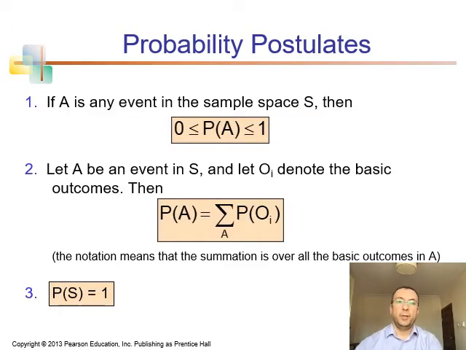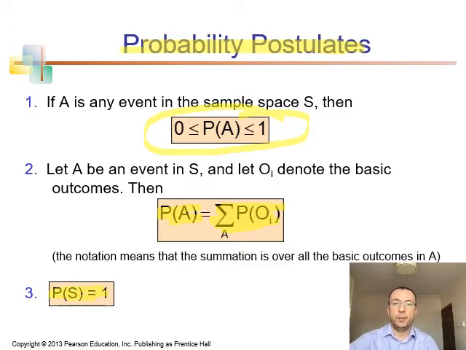Now probability. Again, what are the probability postulates? For any event in a sample space, the probability is always between 0 and 1. If it is 0, that means impossible. If it is 1, that means certain. And if you sum up all the basic outcome probabilities, that will give us the probability of any event. And the probability of the sample space is always equal to 1. So those are the basic definitions of probabilities.